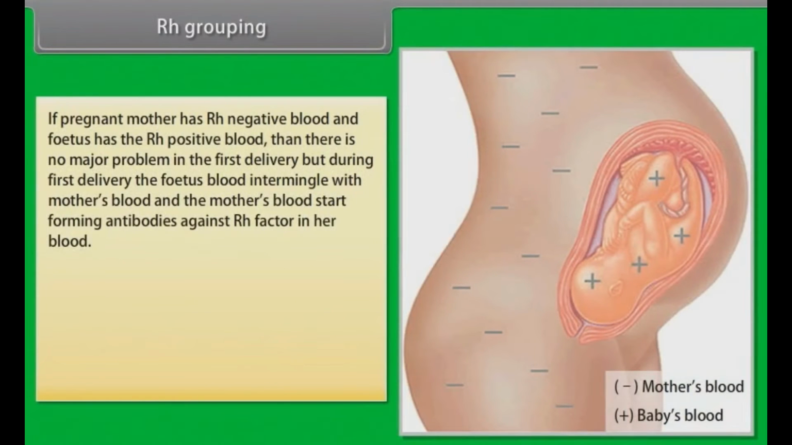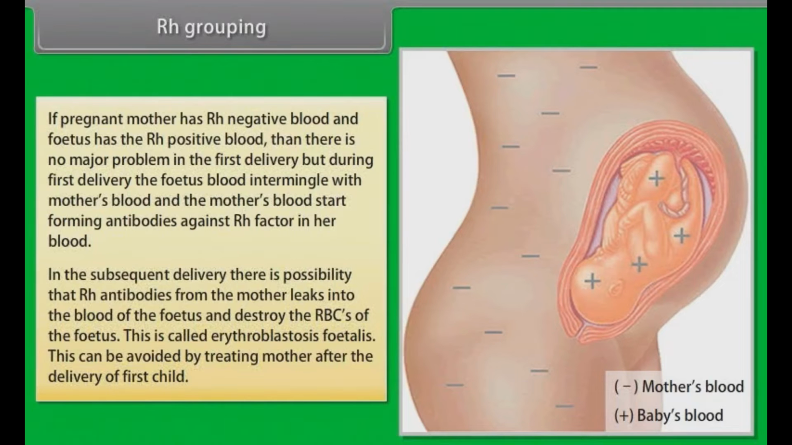If a pregnant mother has Rh negative blood and the fetus has Rh positive blood, then there is no major problem in the first delivery. But during the first delivery, the fetus's blood intermingles with the mother's blood, and the mother's blood starts forming antibodies against the Rh factor in her blood.